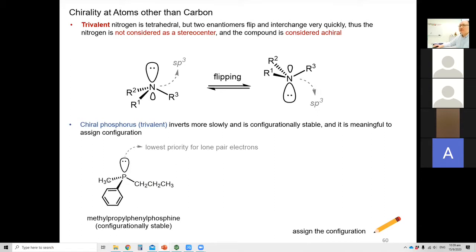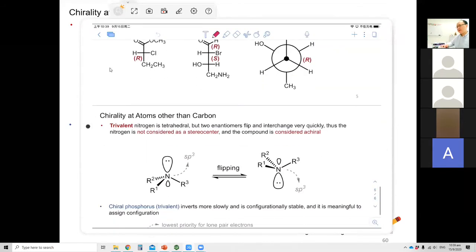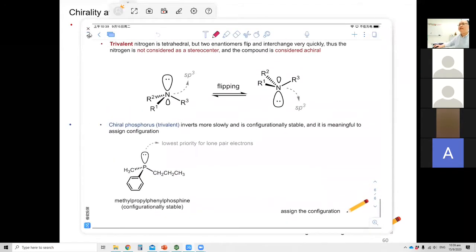The trick is that we put the lone pair as the lowest priority, just like with carbon we put the hydrogen as the lowest priority. For the trivalent phosphine compound, we put the lone pair as the lowest priority. Then we can assign the chirality. You guys may have already learned how to do that, but I'm going to show you one last time.